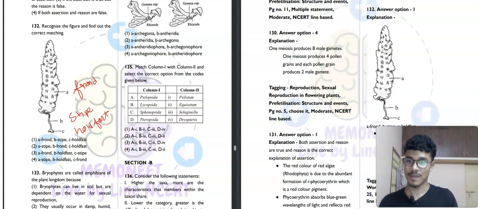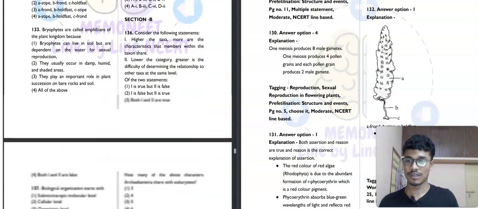So front, stipe and holdfast. You can see the first option will be our correct answer. Now the next question, that is question number 133.